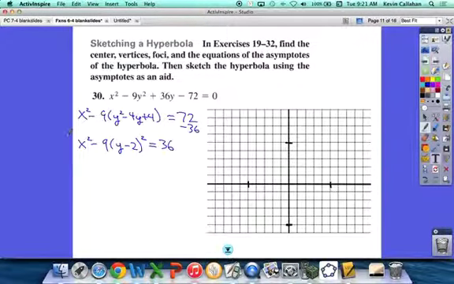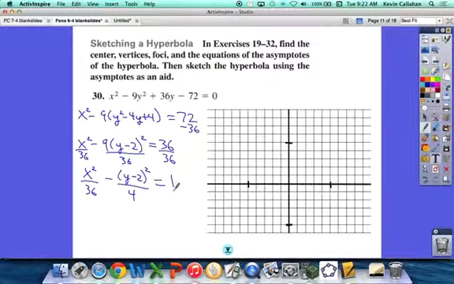Okay, not quite in standard form. Divide by 36, divide by 36, divide by 36. So x squared over 36 minus y minus 2 squared over 4, right? 9 into 36, 4 times. Right, so what is the center? 0, 2.